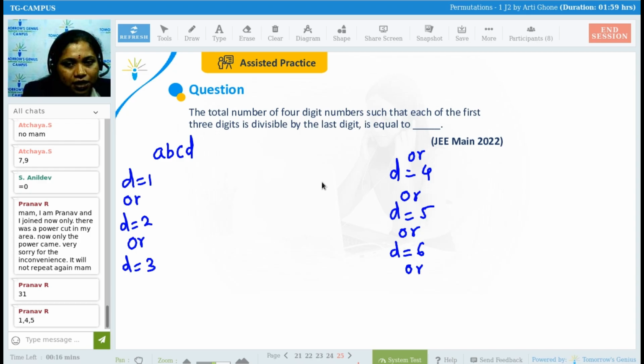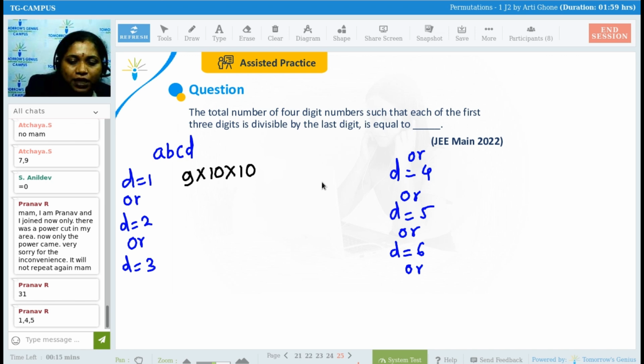Now here repetition is allowed. In this case, if the question does not say without or with repetition, always consider it with repetition. Clear? So all the digits are divisible by 1. So that's why we have 9 into 10 into 10. Why? Because we are not considering 0 at the first place. Clear? Okay. This is clear.